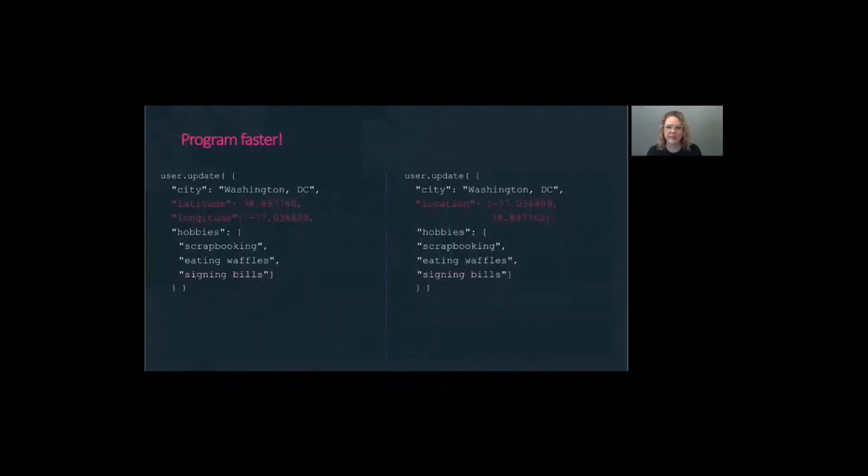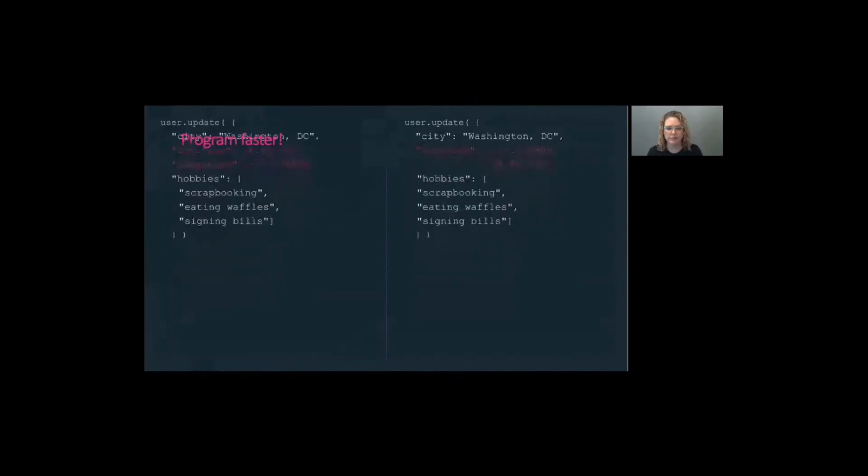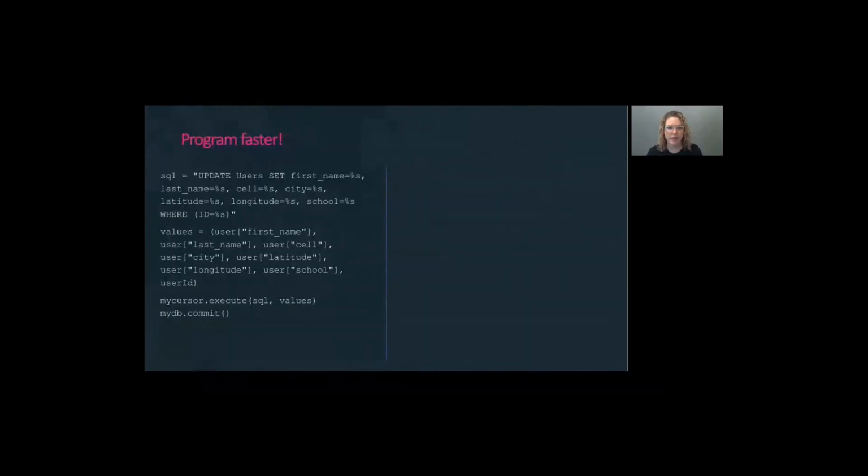So to simulate Leslie updating her profile information, I'm just going to manually update the Python dictionary myself for both MySQL and MongoDB. Now, these updates are basically the same with the exception of how the location data is being stored. All right, so now that our user dictionary is updated, let's push that updated information down to our database. So let's begin with MySQL.